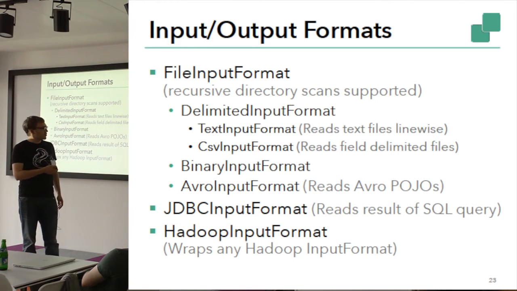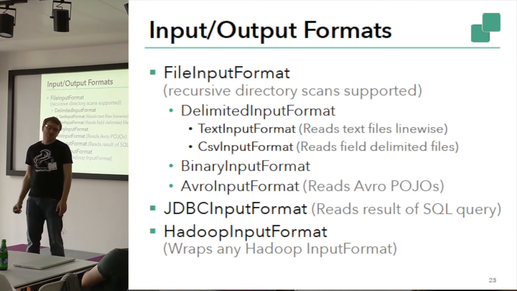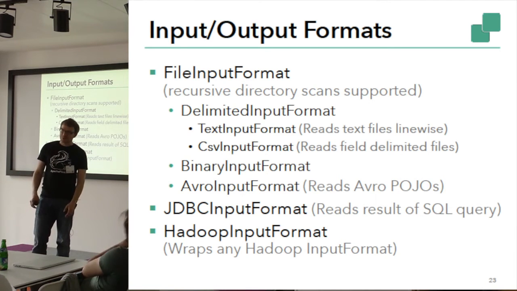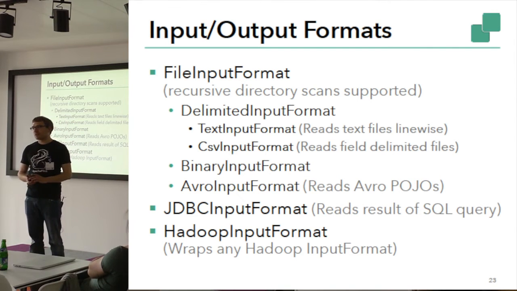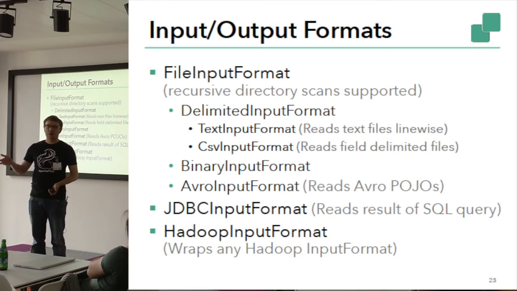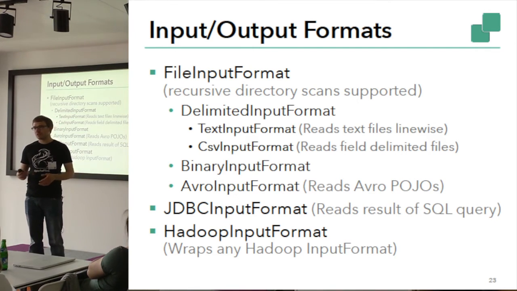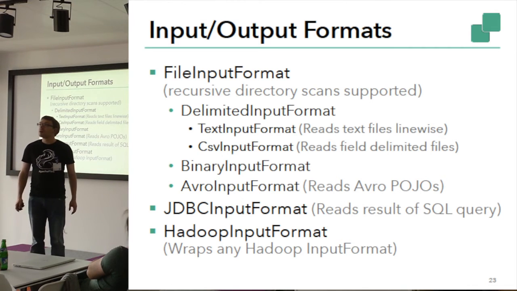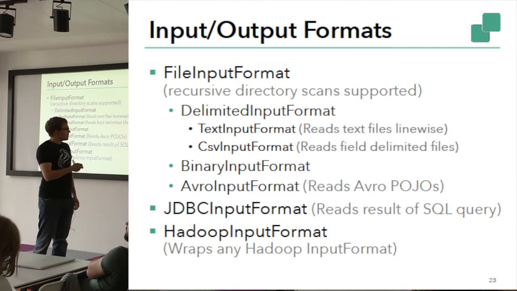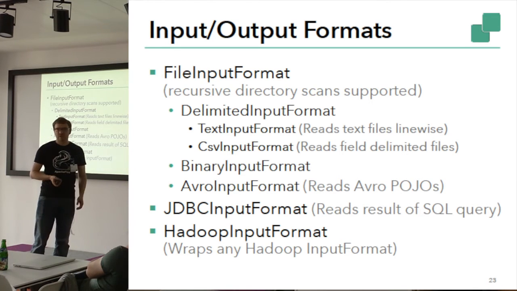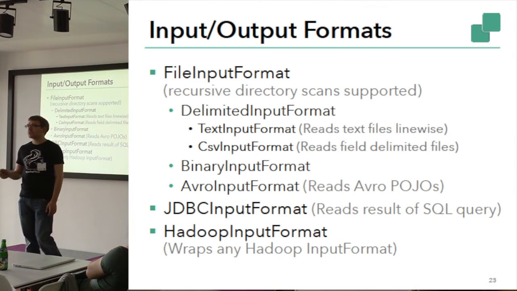The CSV input format that you already used. CSV is probably not the appropriate term. We started with CSV, but it evolved into something a little bit richer. You can specify arbitrary field delimiters and also record delimiters, as we did for this mail example. There are also formats for reading binary data, and Avro input format, which reads Avro objects which were serialized using Avro.